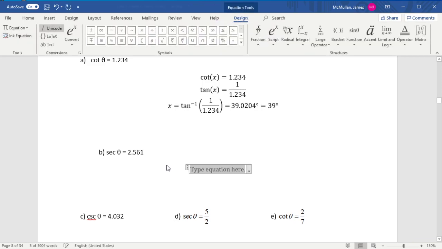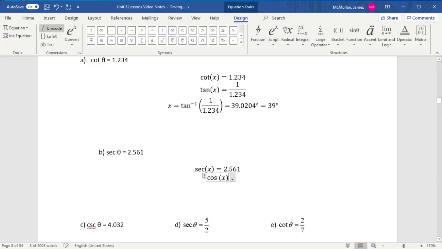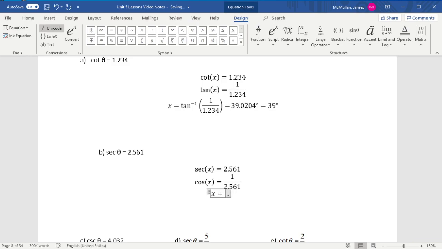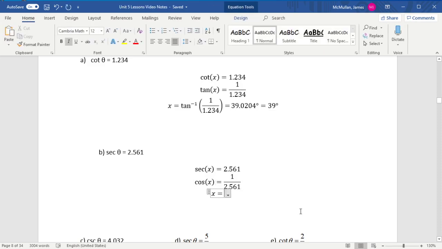Okay? Let's try another one. Secant x is equal to 2.561. Therefore, cos x is equal to 1 over 2.561, right? Because the reciprocal. And therefore, we do inverse, so we write it like that. Then we said x is equal to, right, to get at x here, you've got to get rid of cos. How do you get rid of cos? You get rid of cos with inverse cos.